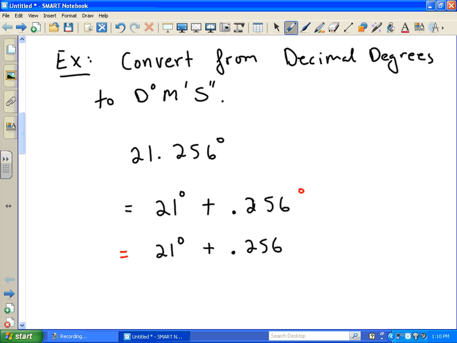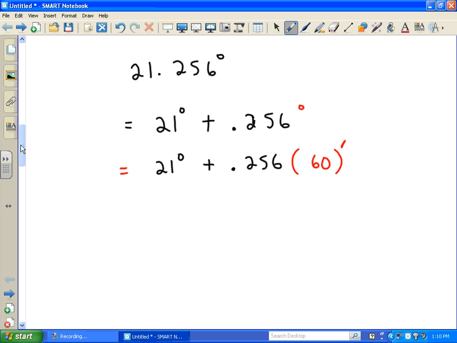0.256, and then in place of my actual degree symbol, I want to put a unit measure that is minutes. Okay, think about how many minutes is in 1 degree. Well, we know there's 60 minutes in 1 degree, so in place of that degree symbol, we're going to put 60 minutes. Okay, now this next part has to be done on our calculator.